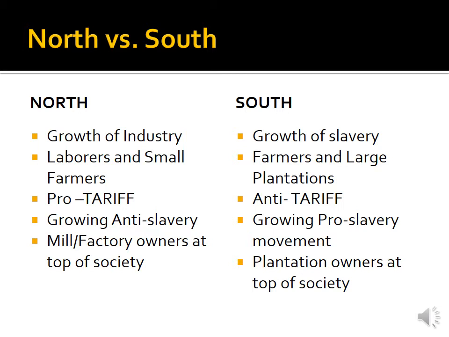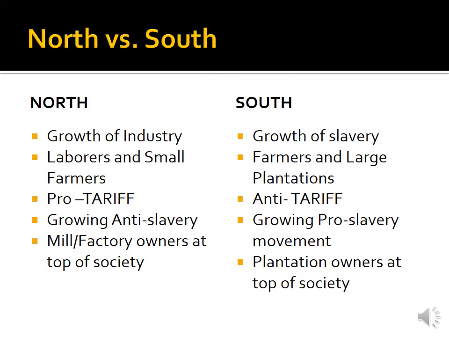There is a growing anti-slavery feeling in the North. People are against slavery, and that is definitely being spread throughout the North. We see mill and factory owners at the top of society, meaning they are the high class of society. They make the most money in the North, and that's kind of who dominates the classes in the northern states during this time. The South sees the growth of slavery because of the cotton gin.